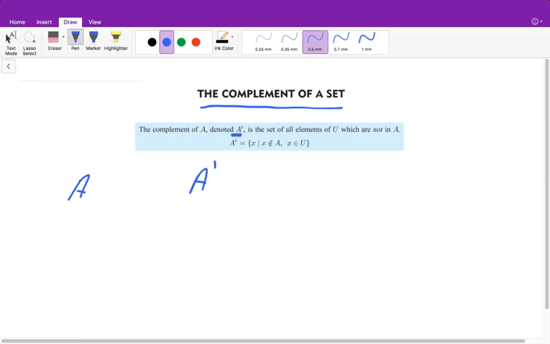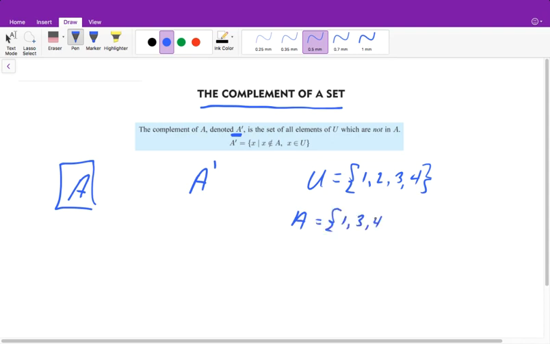What a complement is, it's all of the elements that are not part of set A, but are still part of our universe. So if I tell you that my universe is equal to the set 1, 2, 3, 4, and then I tell you that my set A is equal to 1, 3, and 4, well, the complement to A is all of the elements that are still part of our universe, but are not in our set A. So since 1, 3, and 4 are part of our set A, the only element that's in our universe that's not in set A would be that element 2. Remember, a complement is anything that's in our universe, but not part of our set.